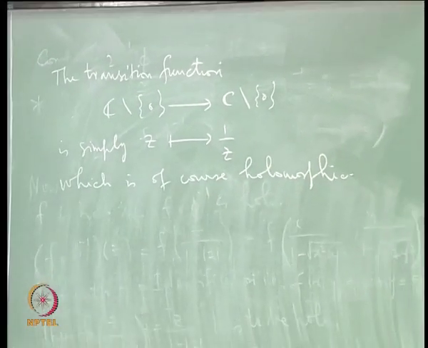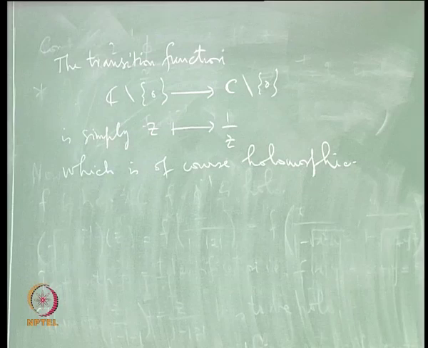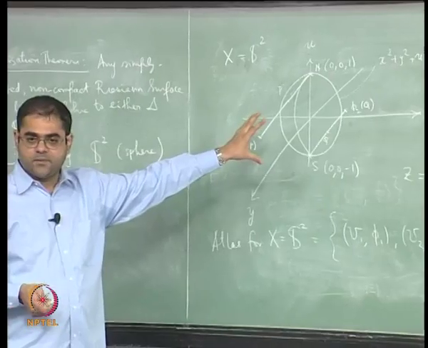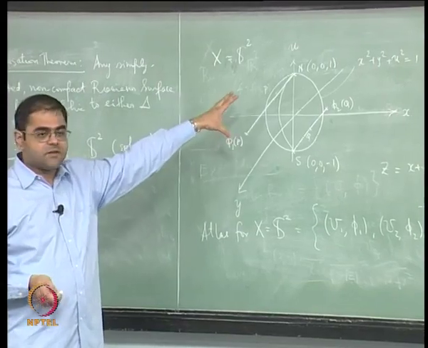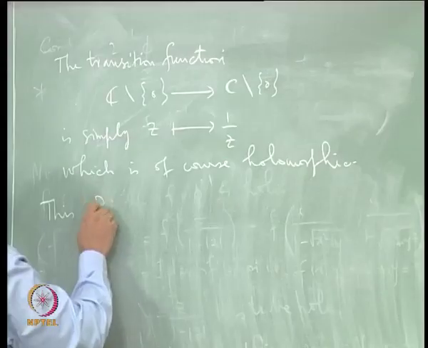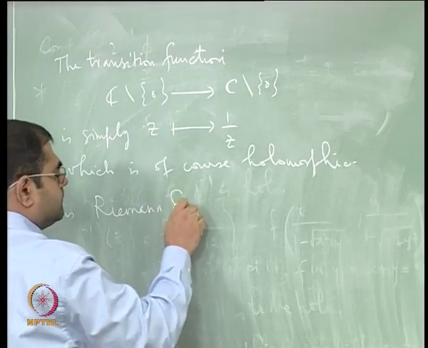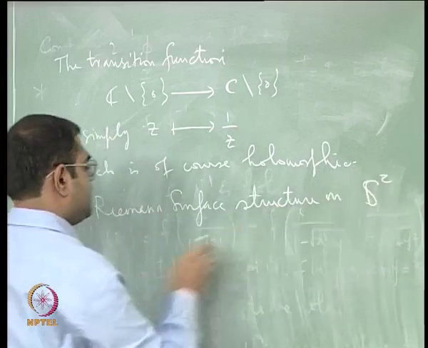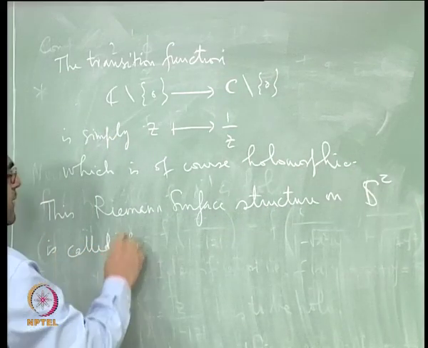As a result of this, we have been able to give a Riemann surface structure on the sphere. Coming to think of it, probably you will have to compose either phi1 or phi2 with the complex conjugation to get it right, so you have to figure that out by writing it down yourselves. This Riemann surface structure on S2 is called the Riemann sphere.